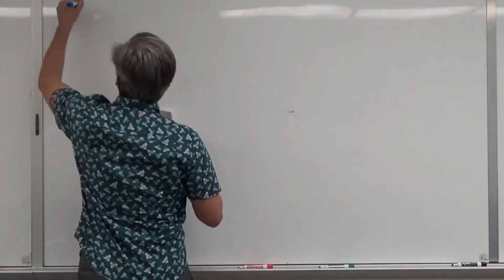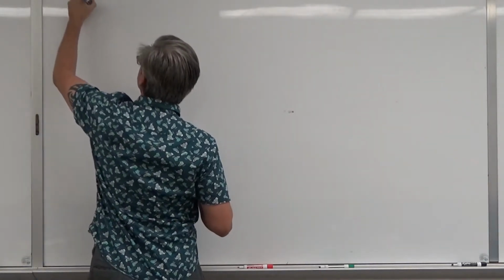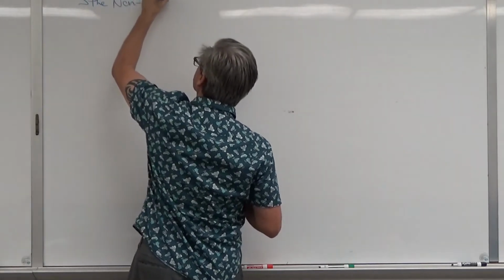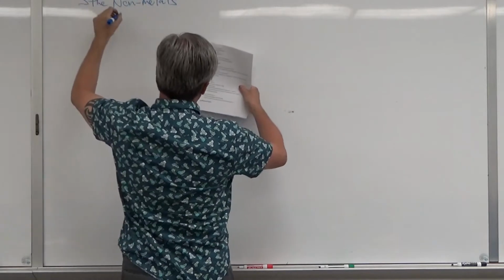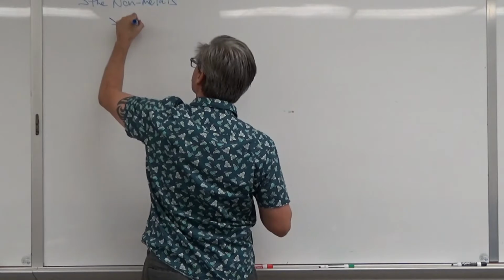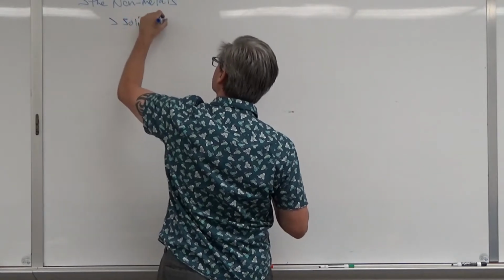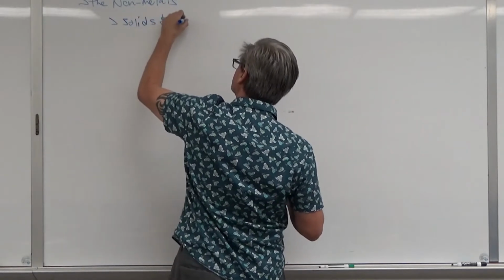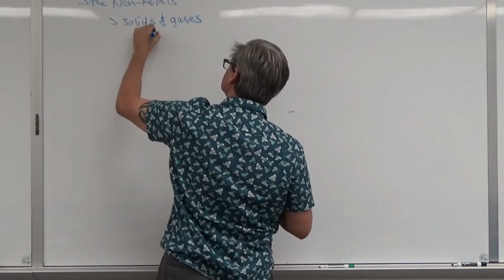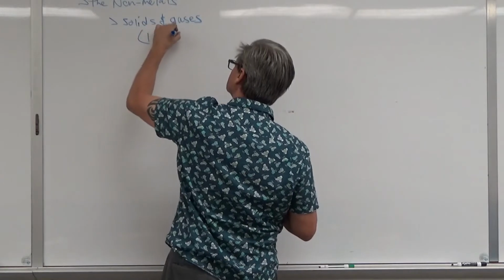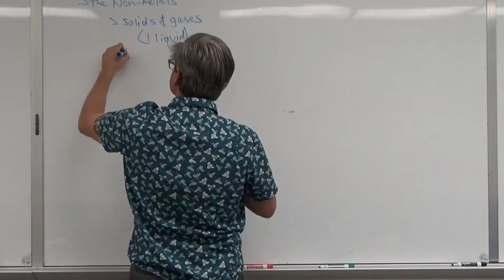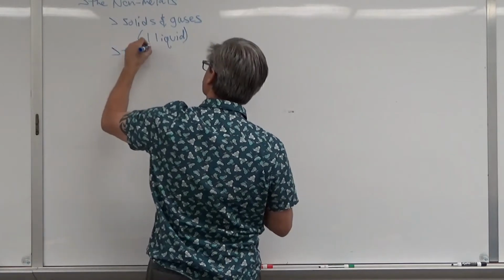The non-metals tend to be solids and gases. And one liquid, that is bromine. And they tend to be insulators.